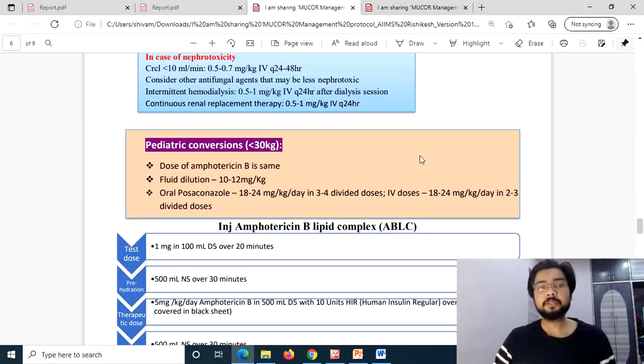One important thing you can notice in pediatric conversions: for patients that are less than 30 kg, the dose is the same but the fluid dilution is 10 to 12 milligram. For oral posaconazole therapy, the dose is 18 to 24 milligram per kg per day in 3 to 4 divided doses, and the IV dose is the same.